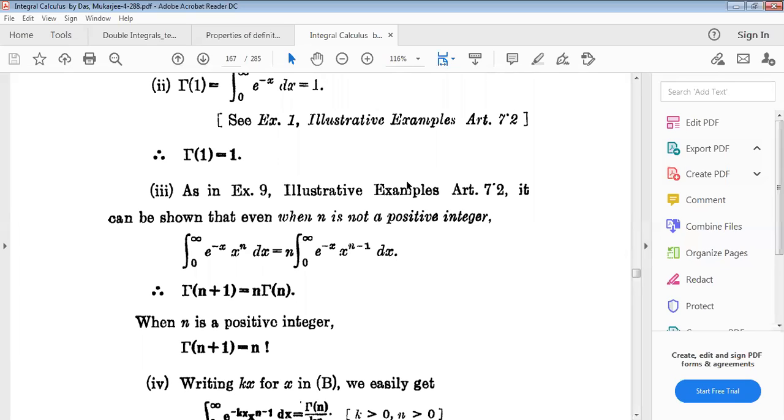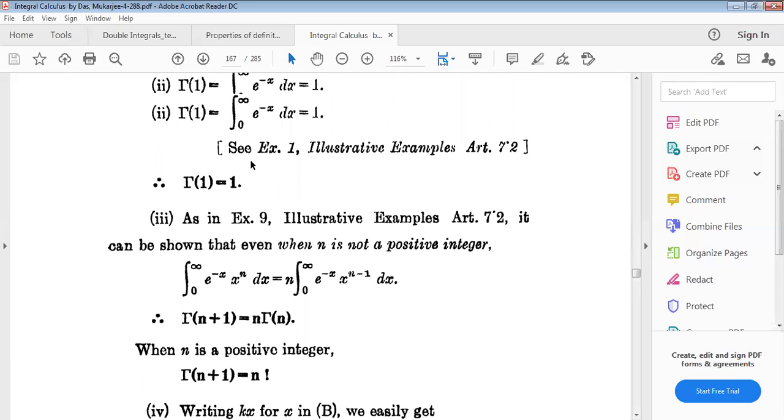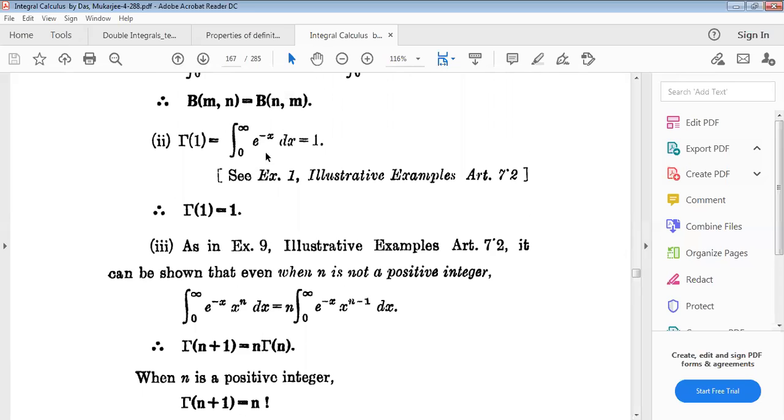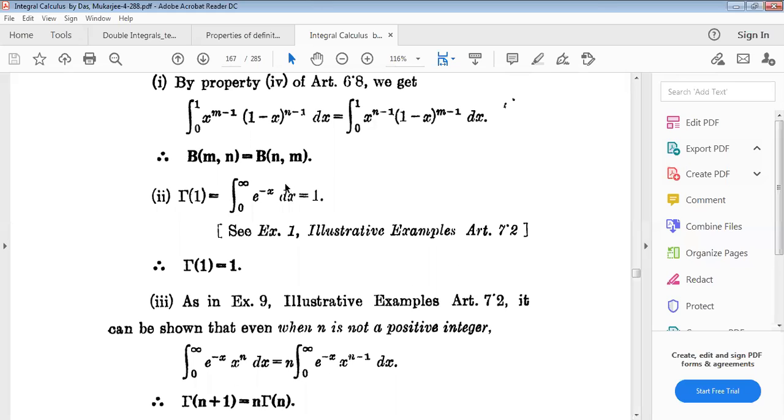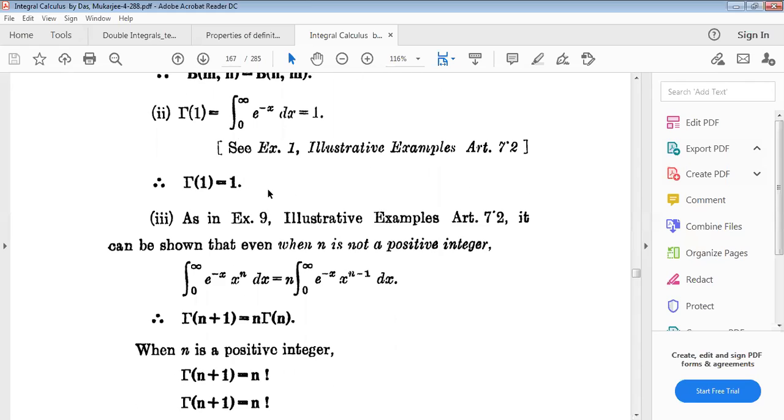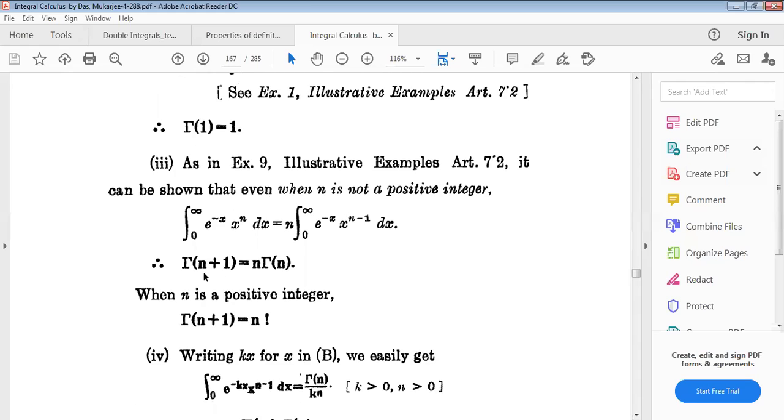And always remember gamma 1 equals to 1. Gamma 1, just putting n equals to 1, we get integral from 0 to infinity of e to the power minus x dx equals to 1. This has a proof in engineering mathematics group. There is a proof. Remember it, gamma n plus 1 equals to n into gamma n.